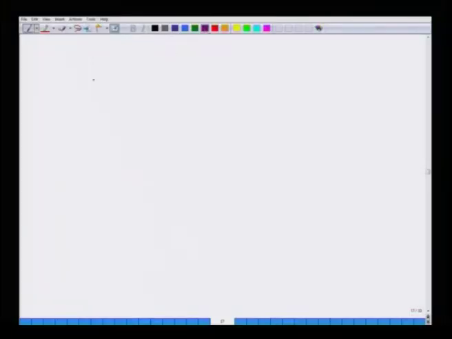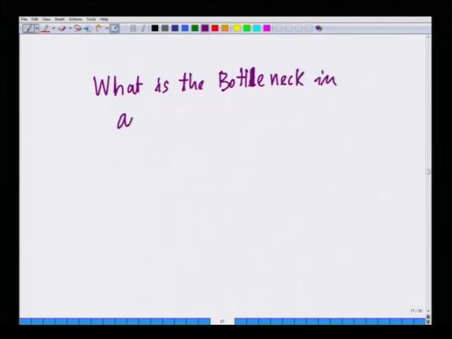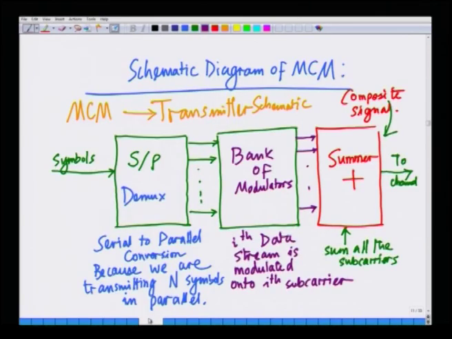Now, let me go back to the MCM. The idea is fine, but what is the bottleneck with this MCM system? Remember, let me go back to the slide where I showed the schematic of the MCM system. I need a bank of modulators.